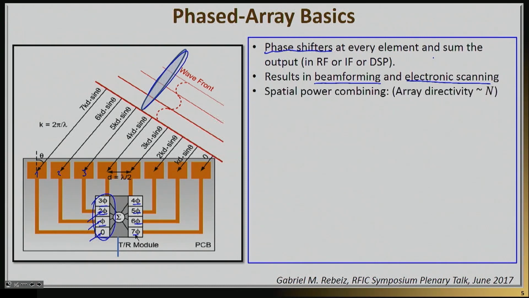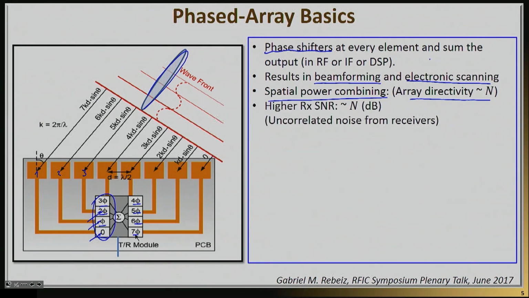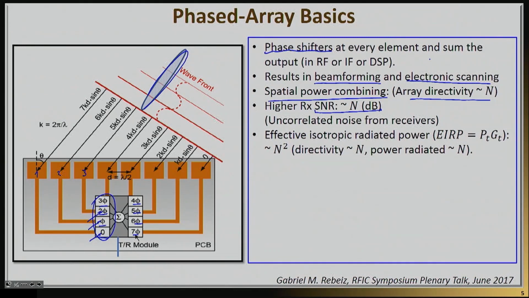Since you're doing spatial power combining, you're getting a directivity on the order of N, where N is the number of elements. If you're a receiver, since you're adding the signals coherently, but the noise is not added coherently because it's uncorrelated, at least to a first degree of approximation, you're improving your signal-to-noise ratio on the receiver side by N. Now that's on the receiver side.